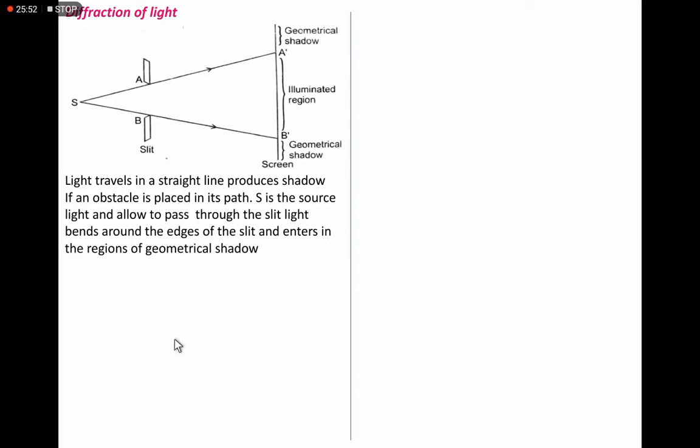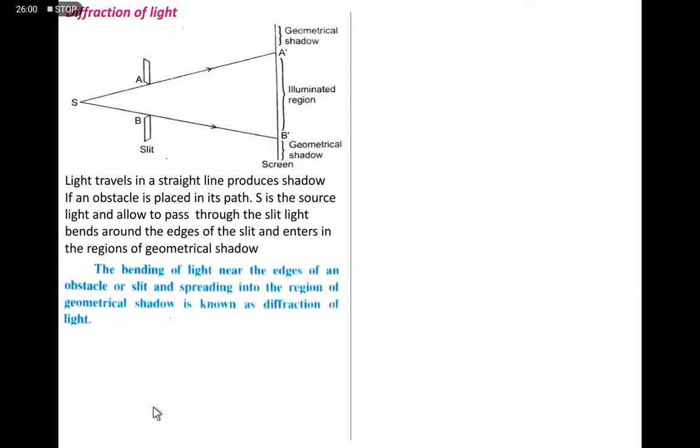This bending of the light at the corners of the sharp edges of the obstacle is known as the diffraction of light. Bending of the light near the edge of an obstacle or the slit and spreading into the region of geometrical shadow is known as diffraction. So this is the simple concept we can elaborate by using the diagram. It is very simple.